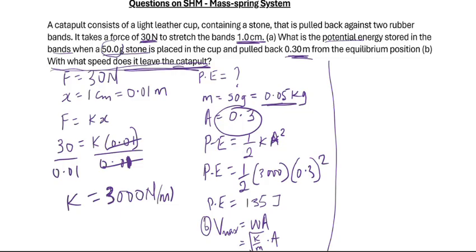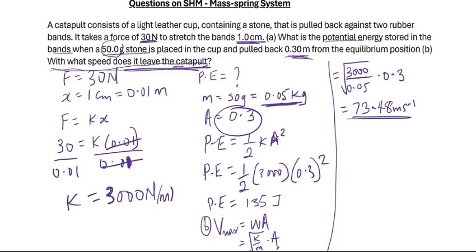And then our maximum velocity will be equal to the square root of k, which is 3000, over m, the mass, which is 0.05, times our amplitude, 0.3. If you punch this into the calculator, we will get 73.48 meter per second. Now it will leave the catapult with this maximum velocity.